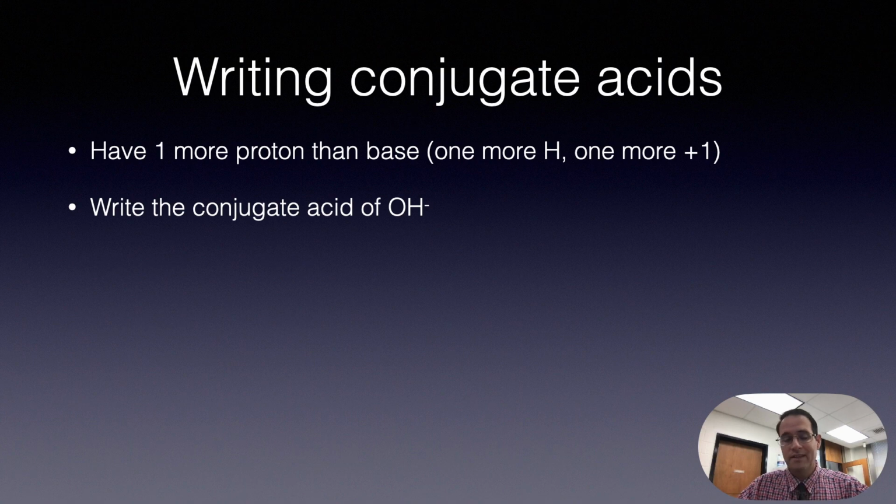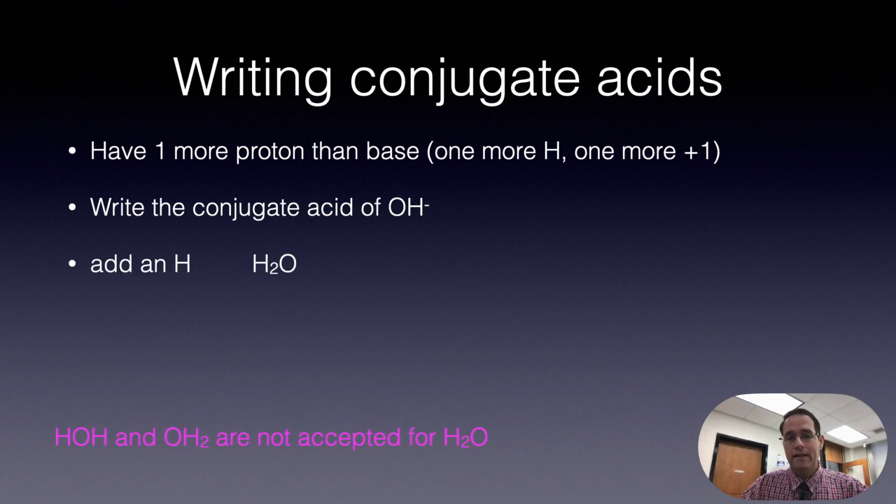Now here we're starting out with a negative charge, so watch out for your charges. So in 2 steps, we add H. So first of all, we add an H to it. Do not write HOH or OH2. That won't be accepted for the formula for H2O. Please have an understanding that when OH- picks up an H, it becomes H2O.